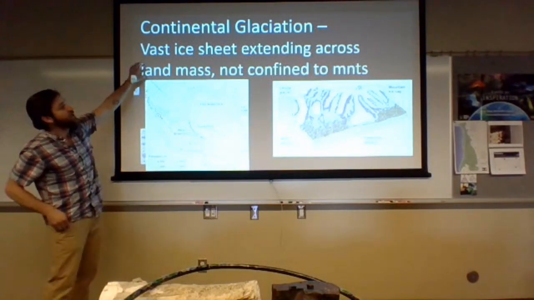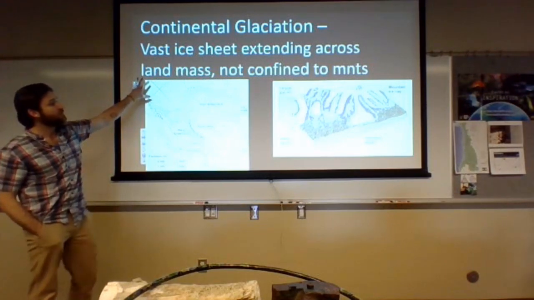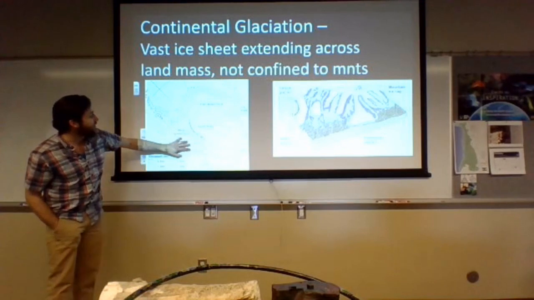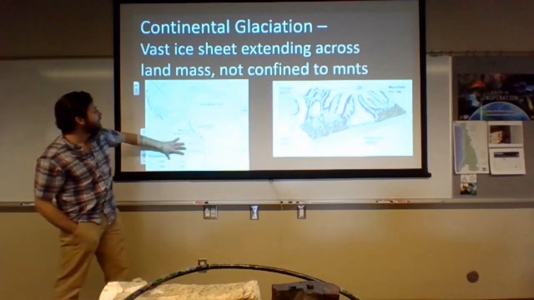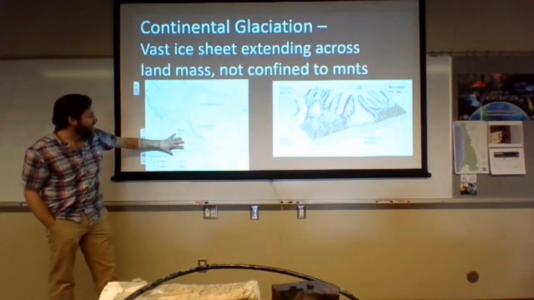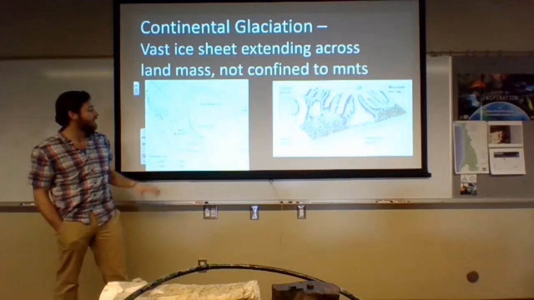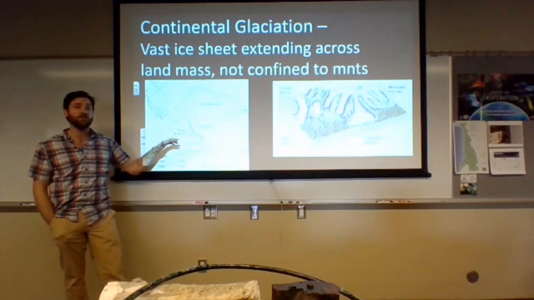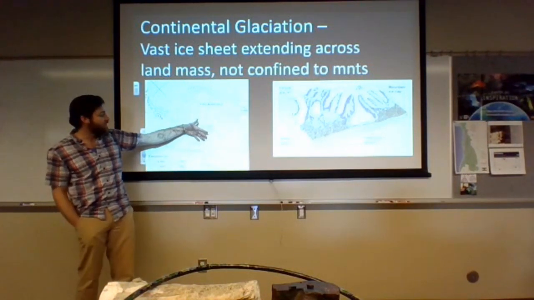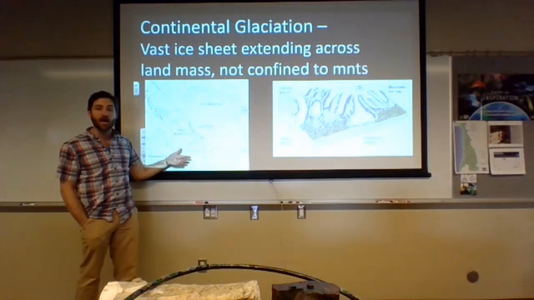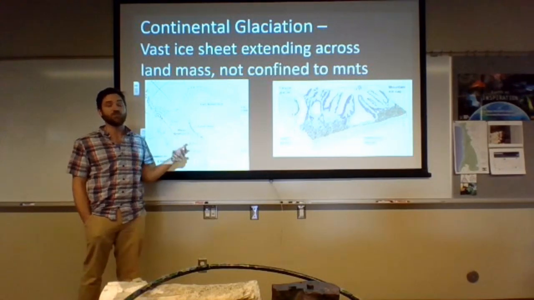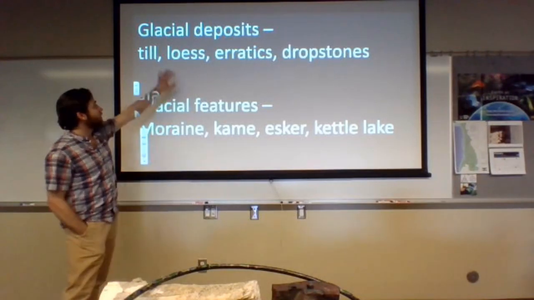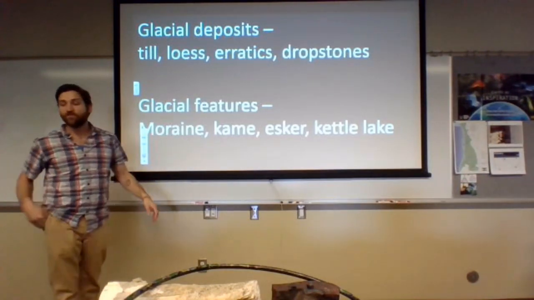Okay, so vast ice sheets that extend across land masses and are not confined to the mountains, as with alpine glaciation. But here's a really good image showing the Antarctic ice cap today, which is a continental glacier that extends across the whole continent of Antarctica, and then even over the oceans as sea ice or ice shelves. Okay, so let's take a look at some different glacial deposits and then different glacial features.